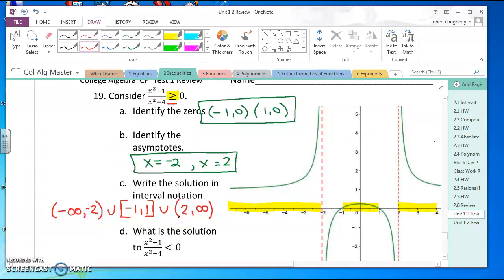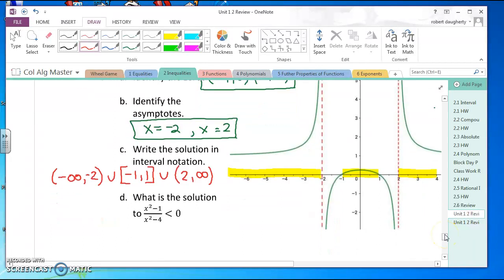And then they ask us in the same graph, what about where am I less than 0? So I'm going to highlight where am I below the axis. That's from here to here and here to here. So that goes from -2 to -1. And the next interval is 1 to 2.